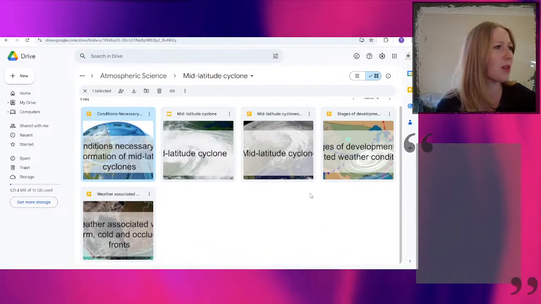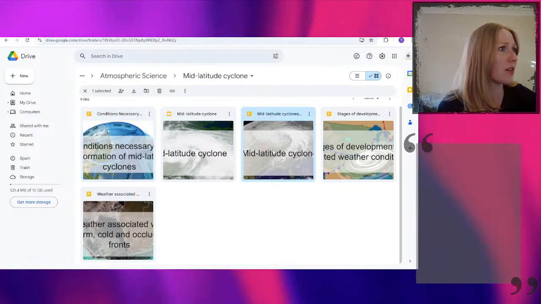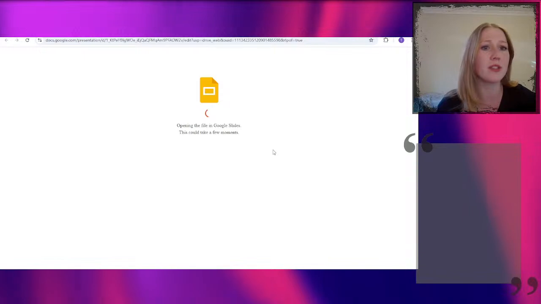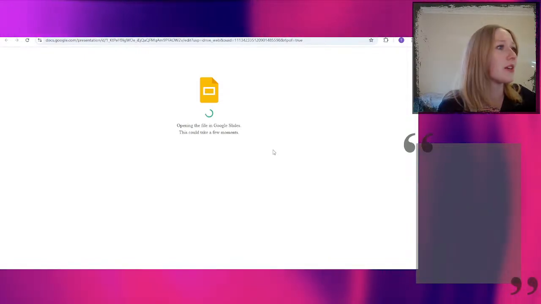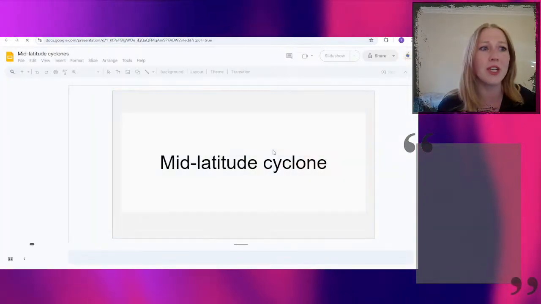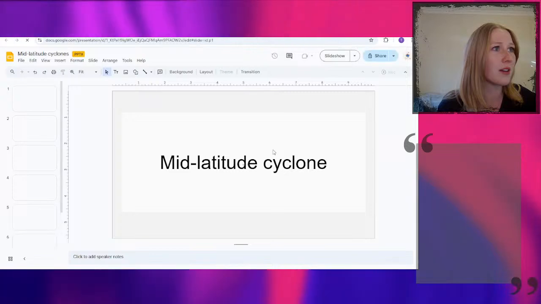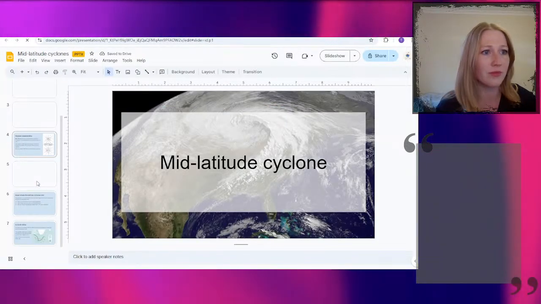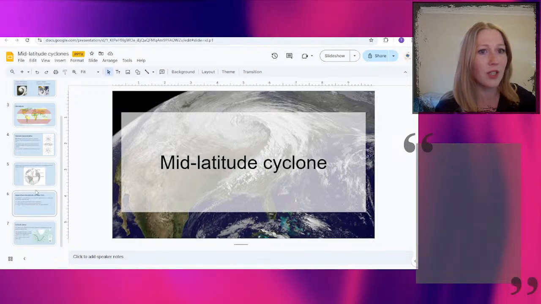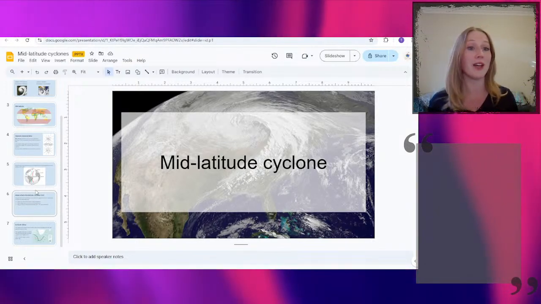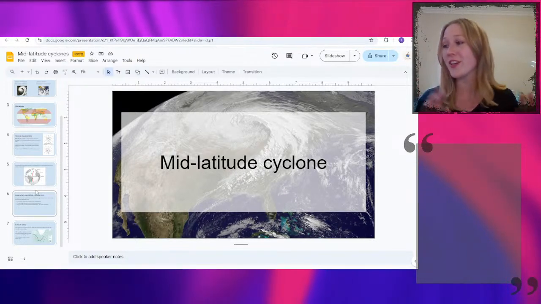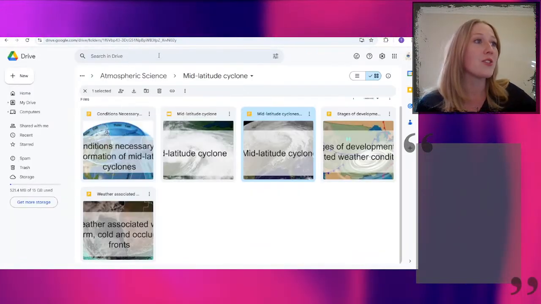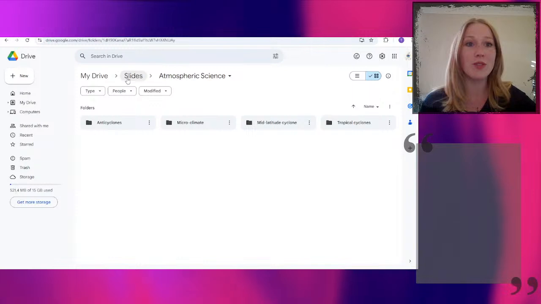Wait, I think I went through all of this stuff already. I think I may have used the notes that cover everything. Let me just double check. Oh, yes, I did. Okay, fine. That was everything on mid-latitude cyclones. So then let's take a look at the different type of cyclone. So let's go to tropical cyclones.